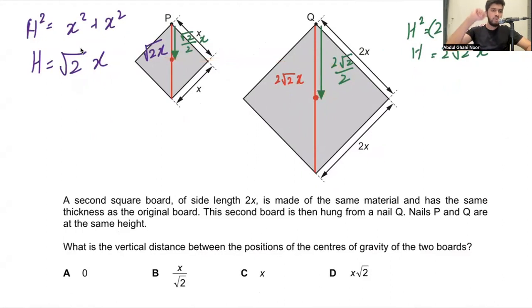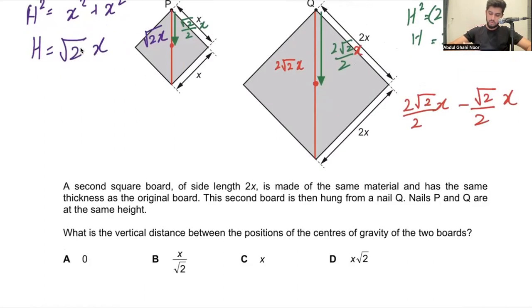तो हम क्या करेंगे? हम इसको हाफ कर देंगे, सॉरी सबट्रैक्ट कर देंगे. सो 2 root 2 upon 2x minus root 2 upon 2x, 2 root 2 upon 2x minus root 2 upon 2, and that basically gives you root 2x over root 2. So the answer is B.